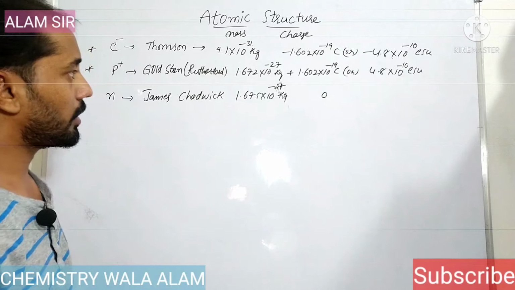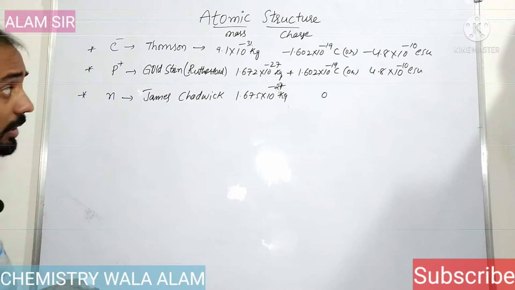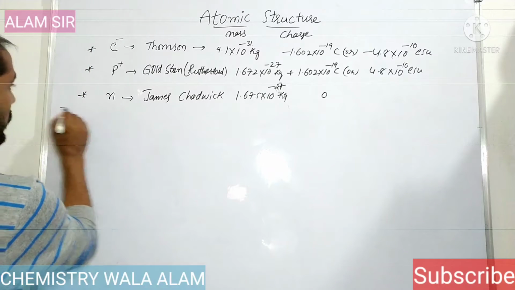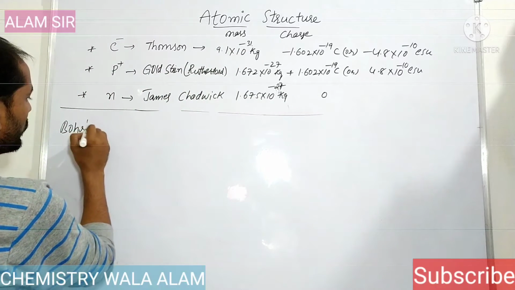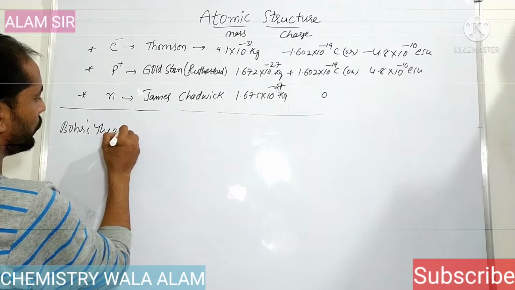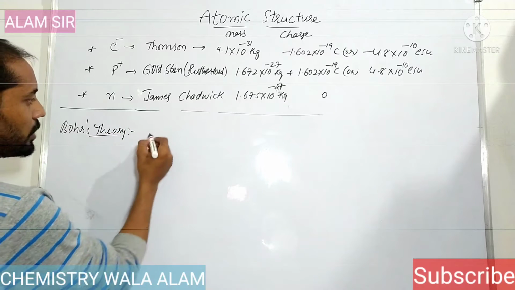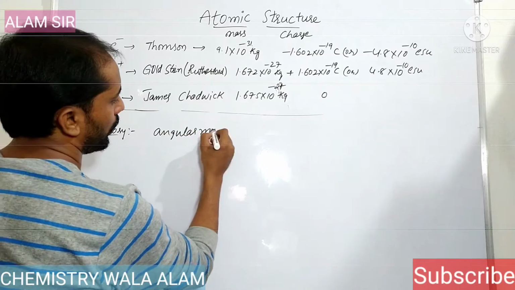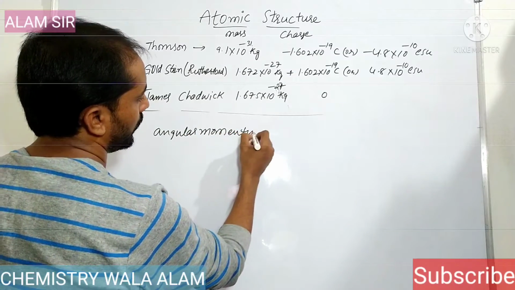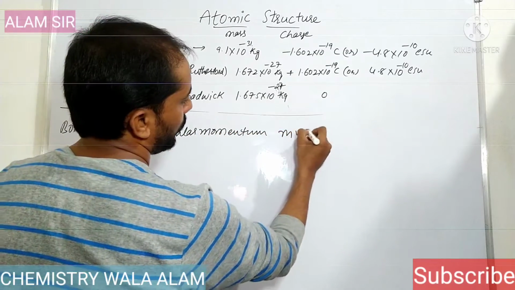Now next, we move to Bohr's theory. From Bohr's theory, many formulas are there. The first one is angular momentum. Angular momentum of an electron in any orbit is mvr.